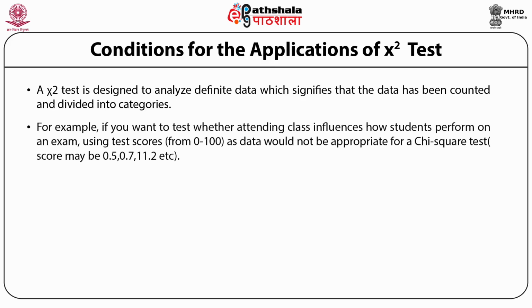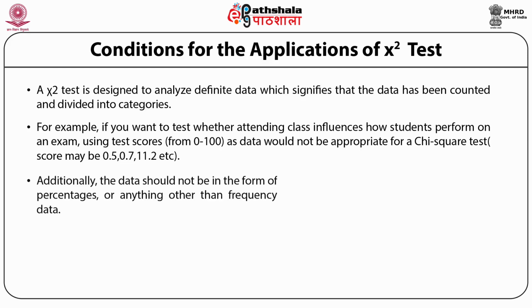For example, if you want to test whether attending class influences how students perform in an exam using test scores from 0 to 100, that data would not be appropriate for a chi-square test. Why? Because the scores may be 0.5, 0.7, it can be 11.2, it can be anything. However, arranging the students into the categories of pass and fail would qualify for a chi-square test.